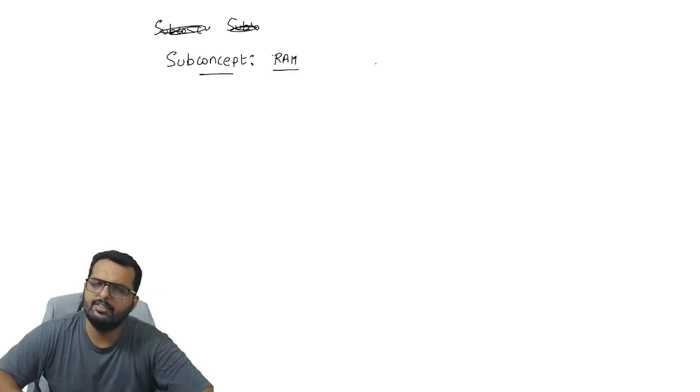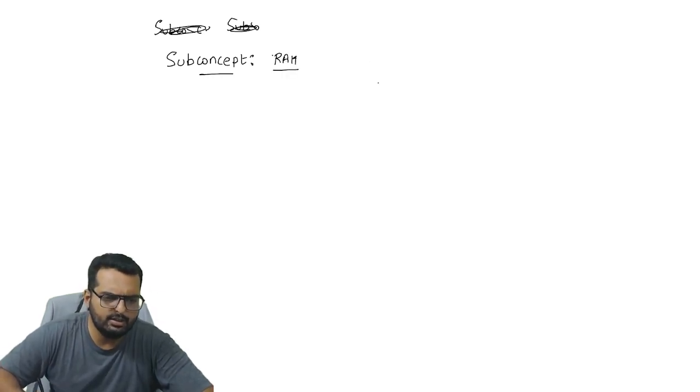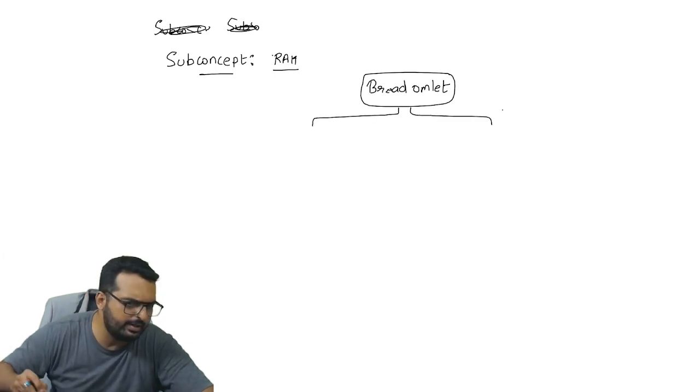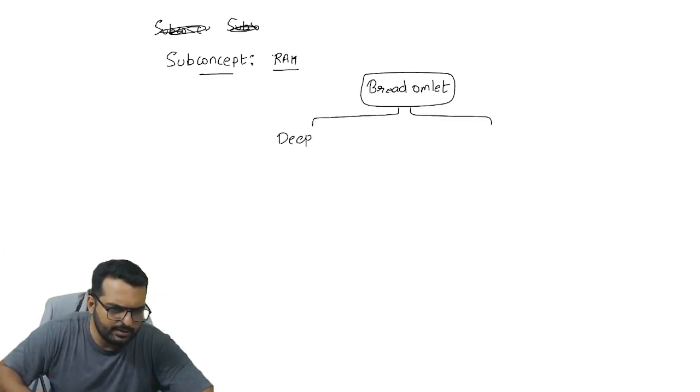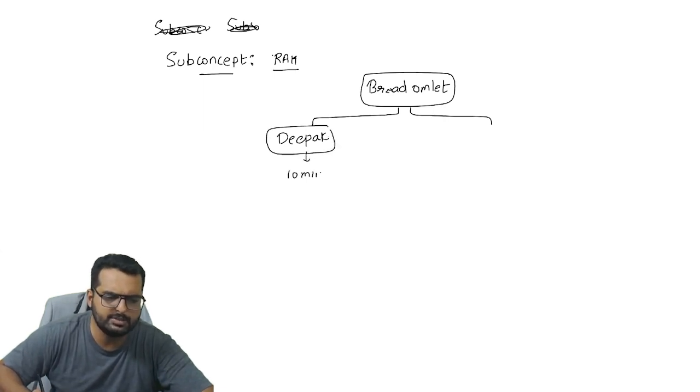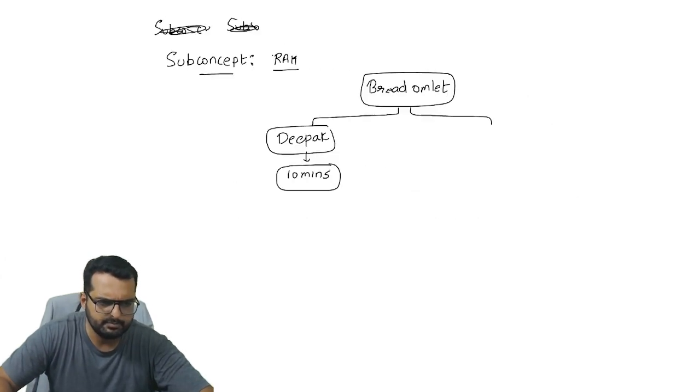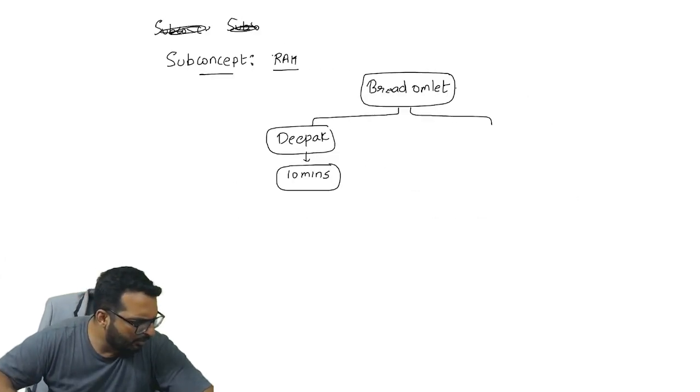RAH. Friends, now what was the food that this fellow was making? Bread omelette. Friends, there are two people involved over here. I want one more fellow's name from this class, friends. First one is Deepak. He is cooking the bread omelette, and it will take him how much time to cook a bread omelette? I think the time was 10 minutes. Am I right?